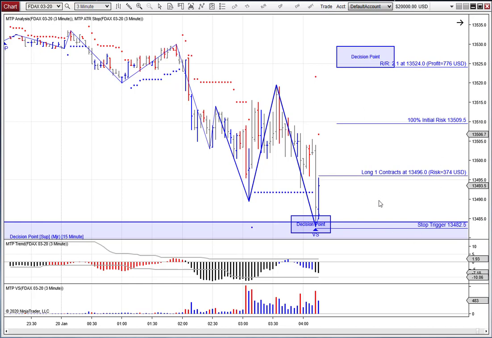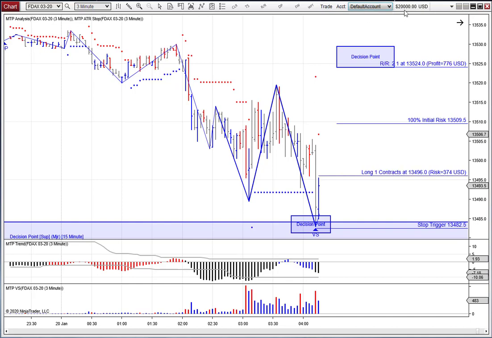Remember, we use position sizing to vary the number of lots, contracts or shares. In this case, it allowed you to go long one contract to have a 2% risk on a $20,000 account. You can actually set up different account sizes if you wish. Obviously, if it's a $10,000 account, you wouldn't be able to do it.